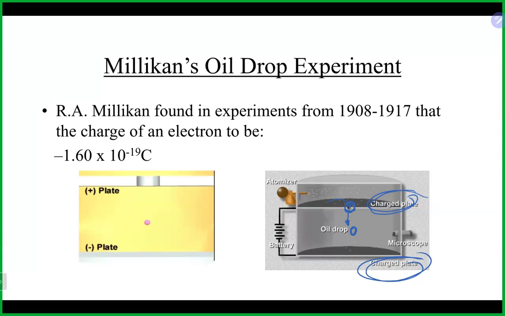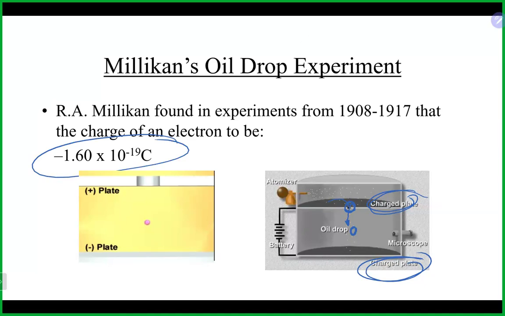So this was another important advancement in our understanding of the electron. And he determined that the charge of an electron was minus 1.6 times 10 to the minus 19 coulombs.